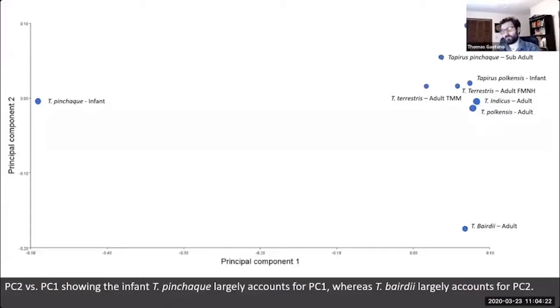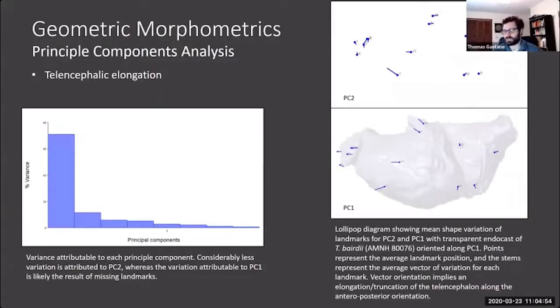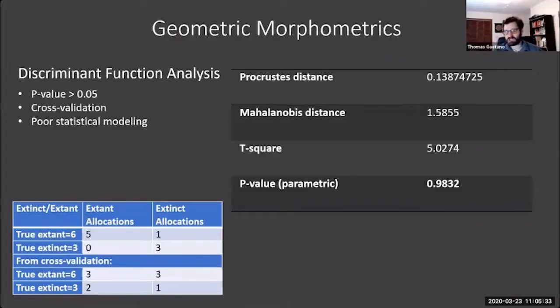Now, the geometric morphometrics did not turn up very useful results, but a lollipop diagram, which is a way to show the direction of landmark shifts, does show telencephalic elongation. The discriminant function analysis tried to see if the shapes of the endocasts plotted according to classifications of extinct and extant, and they did not. It was pretty much a statistical failure.